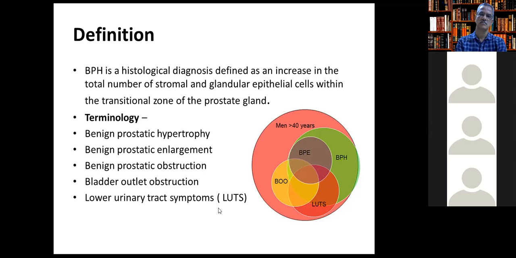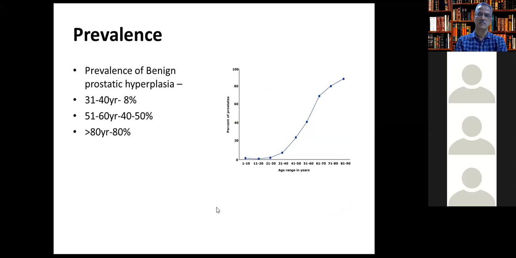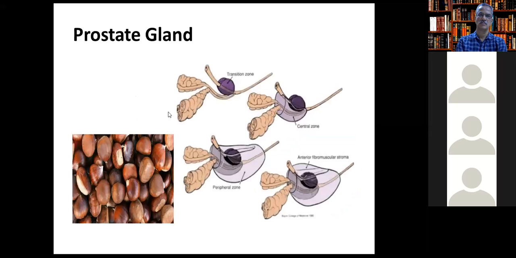As far as the prevalence of benign prostatic hyperplasia is concerned, usually it increases with increase in age, with the prevalence rate of 8% in men between 31 to 40 years of age, 40 to 50% in men between 51 to 60 years of age, and 80% in men more than 80 years of age. In the next couple of slides, I'll give a brief talk on the anatomy of the prostate gland and the prostatic growth before continuing my presentation on the rest of the BPH topic.